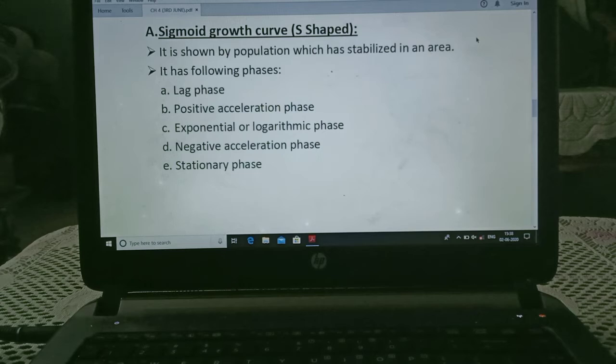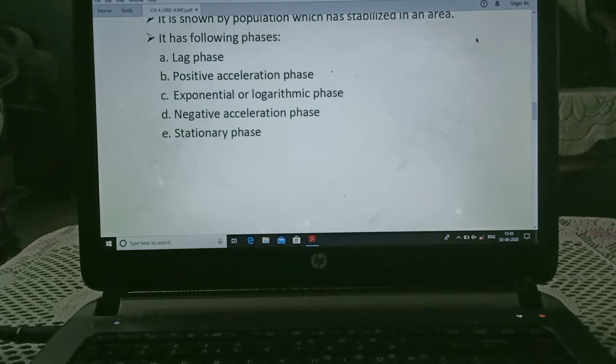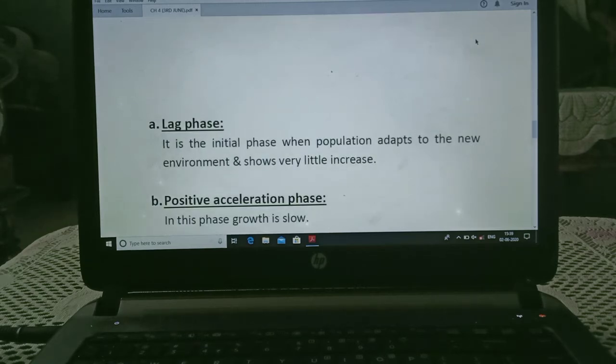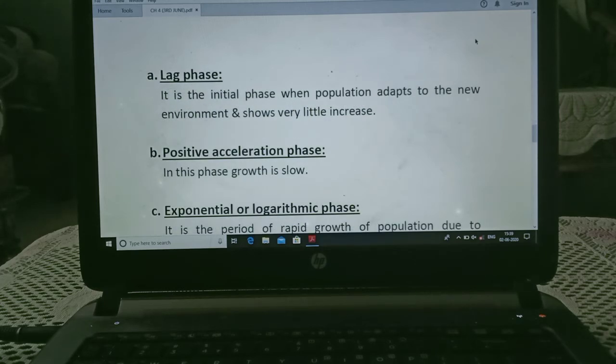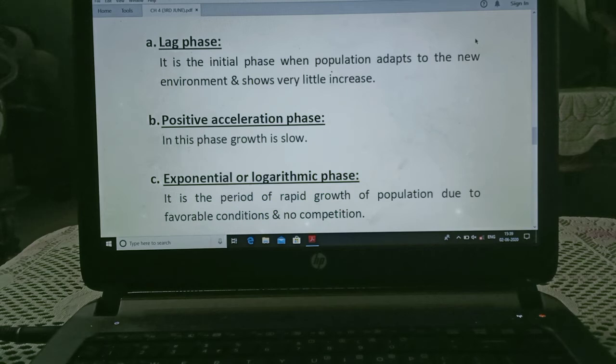We will start with sigmoid growth curve, that is known as S-shaped curve also. It is shown by population which has stabilized in an area. It has many phases: lag phase, positive acceleration phase, exponential or logarithmic phase, negative acceleration phase, and stationary phase. Lag phase. It is the initial phase when population adapts to the new environment and shows very little growth.